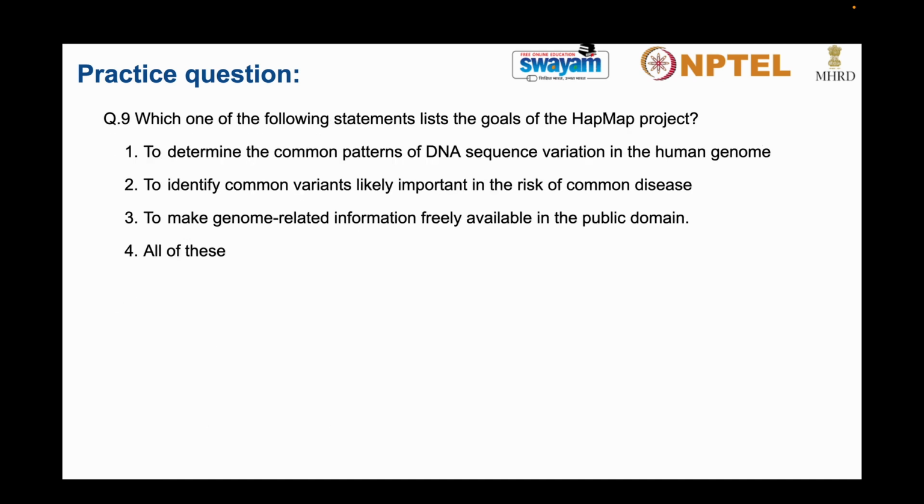Okay, so now let's move further. Now question 9 says, which one of the following statements lists the goal of the HapMap project? I've told you earlier what the HapMap project is, why it arrived, why we used it. Option 1 says to determine the common patterns of DNA sequence variation in the human genome. Option 2 says to identify the common variants likely important in the risk of common disease. Option C says to make the genome related information freely available in the public domain. And option 4 says all of these. So what do you think? What are the common goals of this HapMap project?